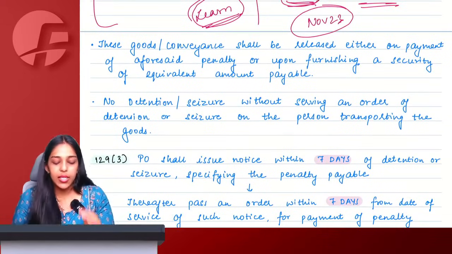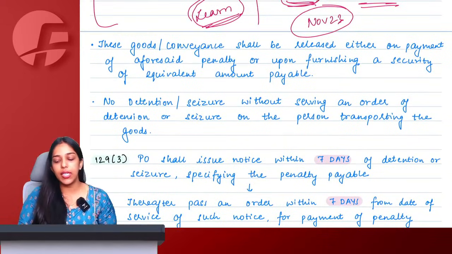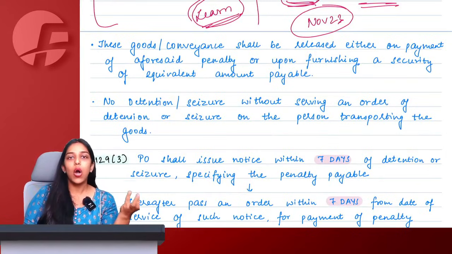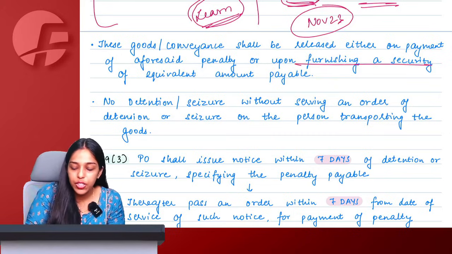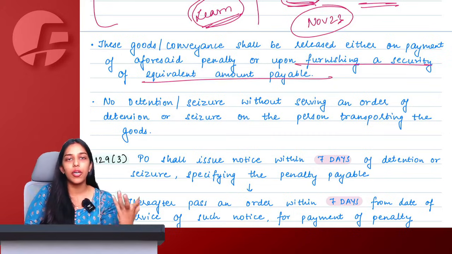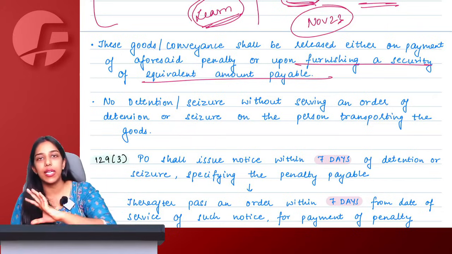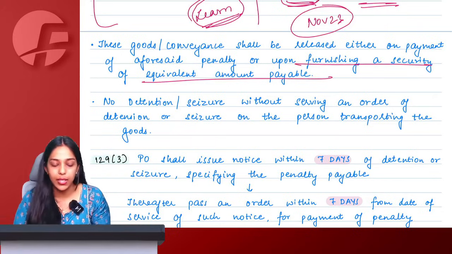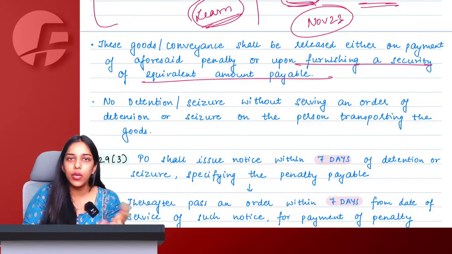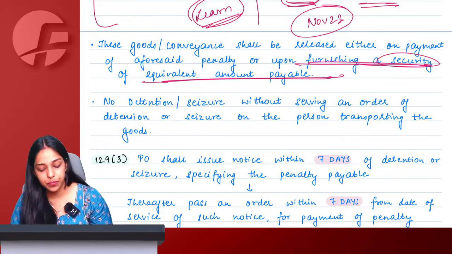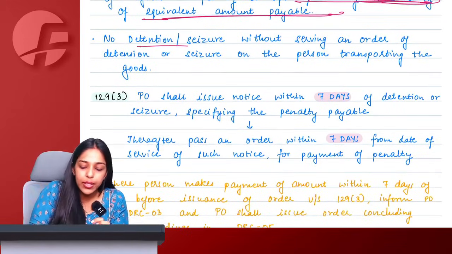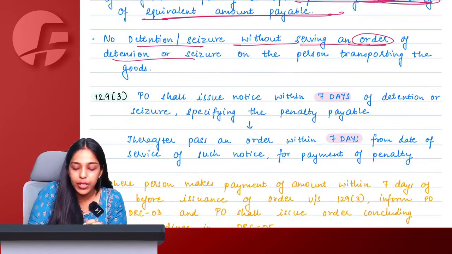Okay, ma'am. Now we are saying that these goods and conveyances shall be released either on payment of aforesaid penalty, you pay, or if you are in a hurry to clear the goods and you want the conveyance back urgently, it's okay. You can also furnish a security of the amount payable, and provisionally you can take. And whenever you will pay the amount, it's okay and done. So if you pay the penalty today only, you get your goods released. If you are not paying, then you will at least have to furnish a security for your seized conveyance to get released. Okay.